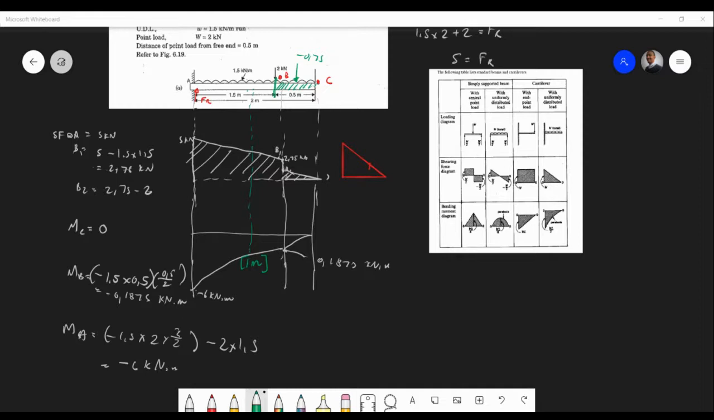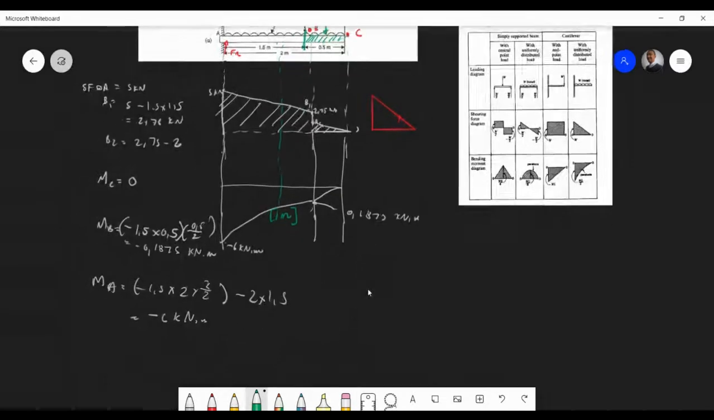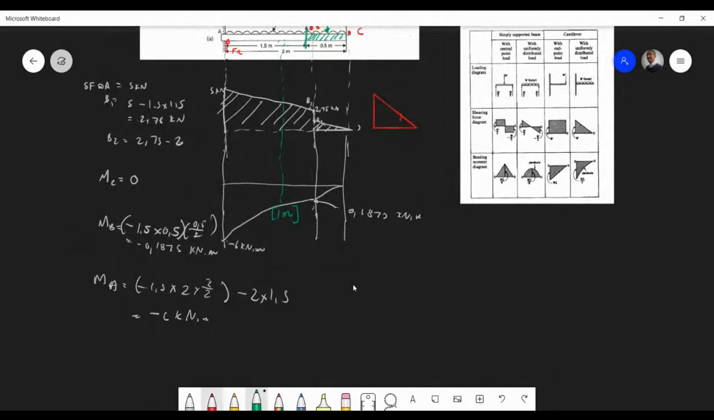No, it's not. So 1 point, of course, 1.5 from C. I should have said that rather. So it's, yeah, beautiful. If you got that, you've understood. That's 1.75 kilonewton, of course negative.